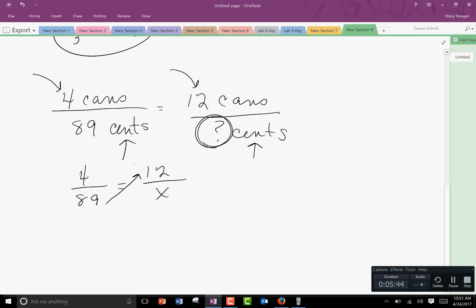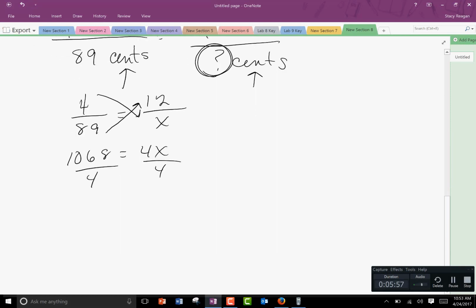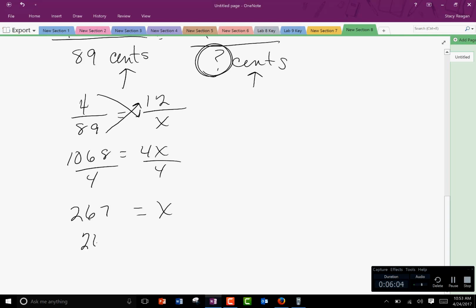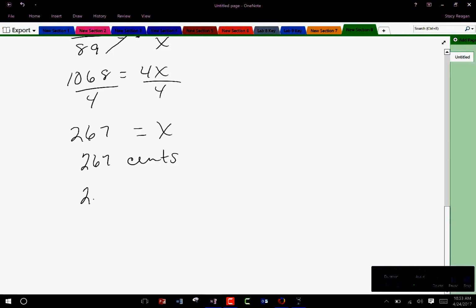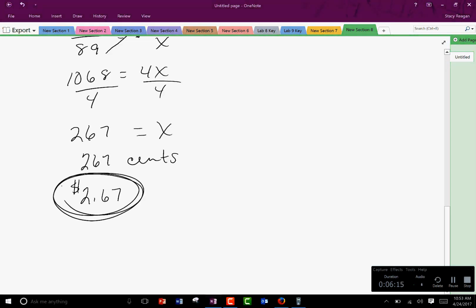So we could do 12 times 89, which comes out to 1068. And we could do 4 times X, and then divide both sides by the 4. So 1068 divided by 4 comes out to 267. Now this is where we have to be careful, because in our problem, it's in cents. So this is 267 cents. And if you had 267 pennies, you would have $2.67.